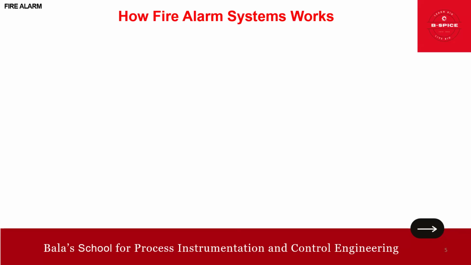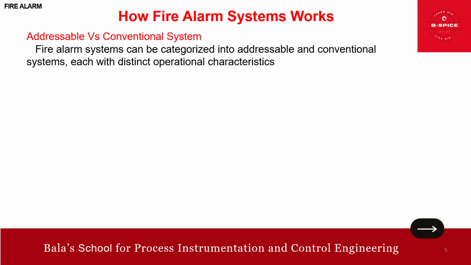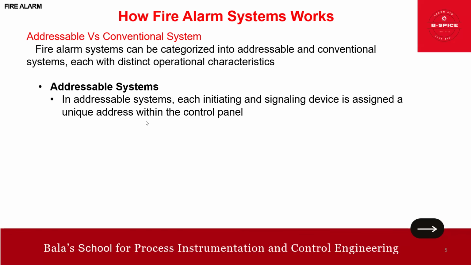Now we'll continue with a few more aspects related to how the fire alarm system works. As we highlighted in part 1, there are two systems, addressable and conventional. A fire alarm system can be categorized into addressable and conventional, each with distinct operational characteristics. So let us now start seeing what is addressable. In an addressable system, each initiating and signaling device is assigned a unique address within the control panel. That is the point, unique address.